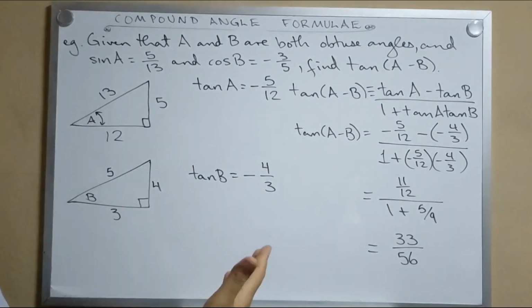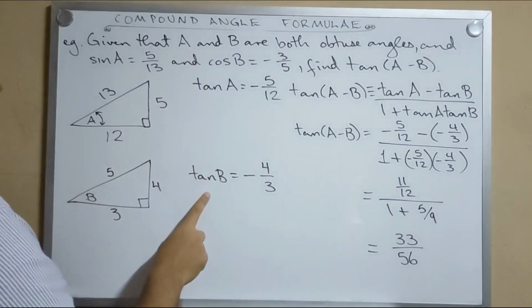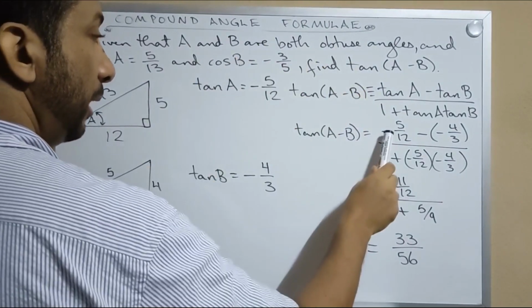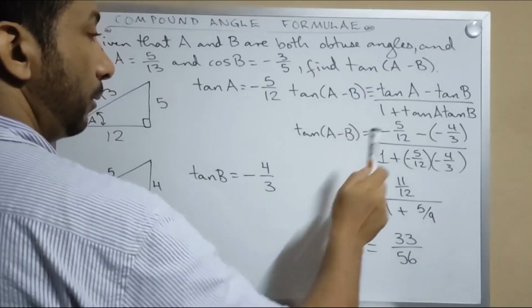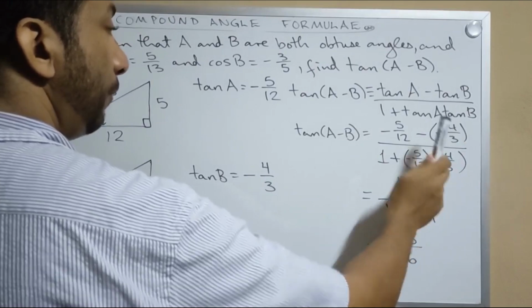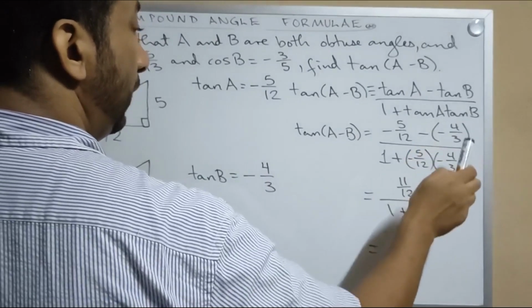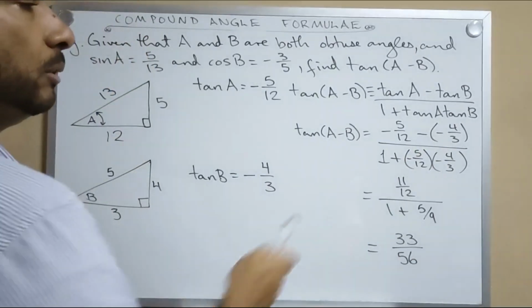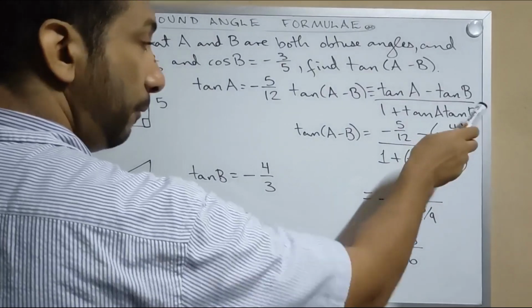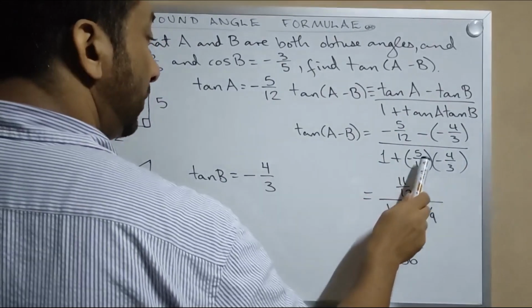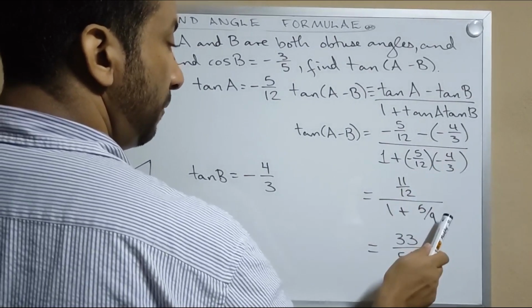So now we have our value for tangent A and tangent B, we can substitute into our formula. So the tangent of A is negative 5/12. From that, right, we're going to subtract negative 4/3. And then in the denominator, it's negative 5/12 times negative 4/3. So negative 5/12 take away negative 4/3 will give you 11/12. And then negative 5/12 times negative 4/3 will give you a positive 5/9.